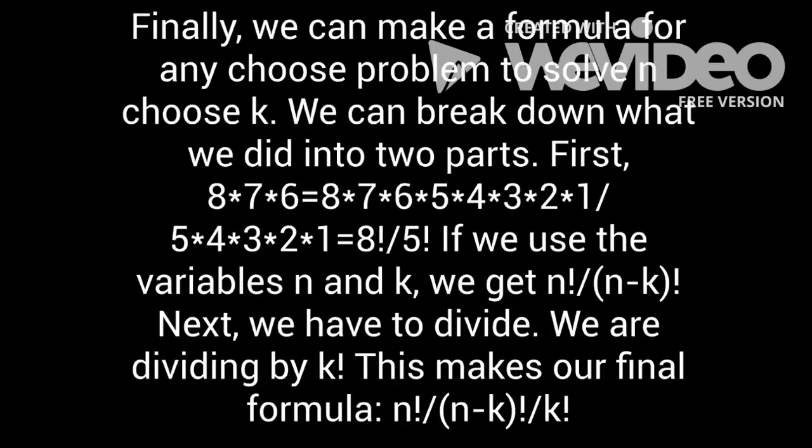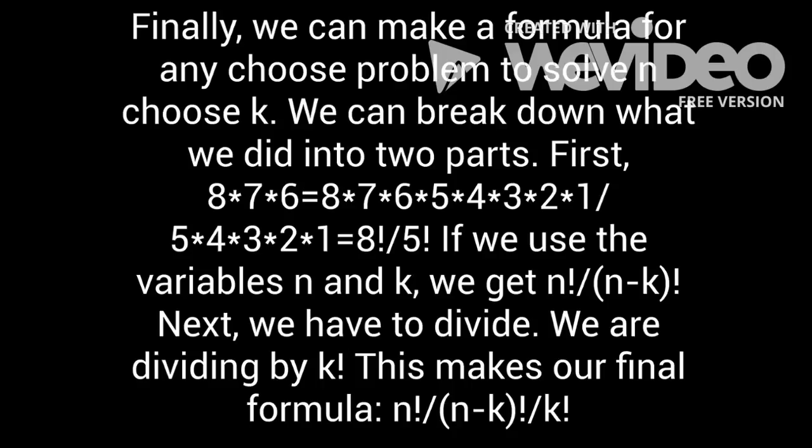Finally, we can make a formula for any choose problem to solve n choose k. We can break down what we did into 2 parts. First, 8 times 7 times 6 equals 8 times 7 times 6 times 5 times 4 times 3 times 2 times 1, divided by 5 times 4 times 3 times 2 times 1, which equals 8 factorial divided by 5 factorial. If we use the variables n and k, we get n factorial divided by n minus k factorial.